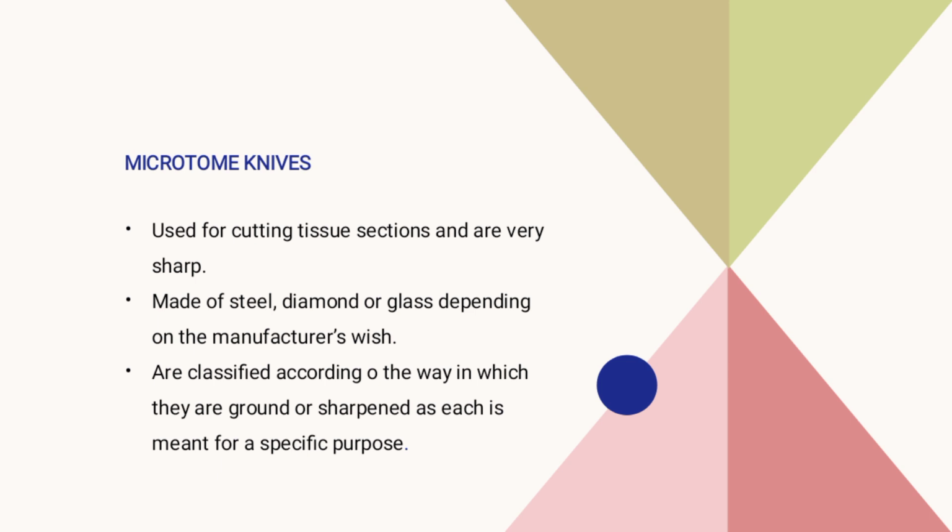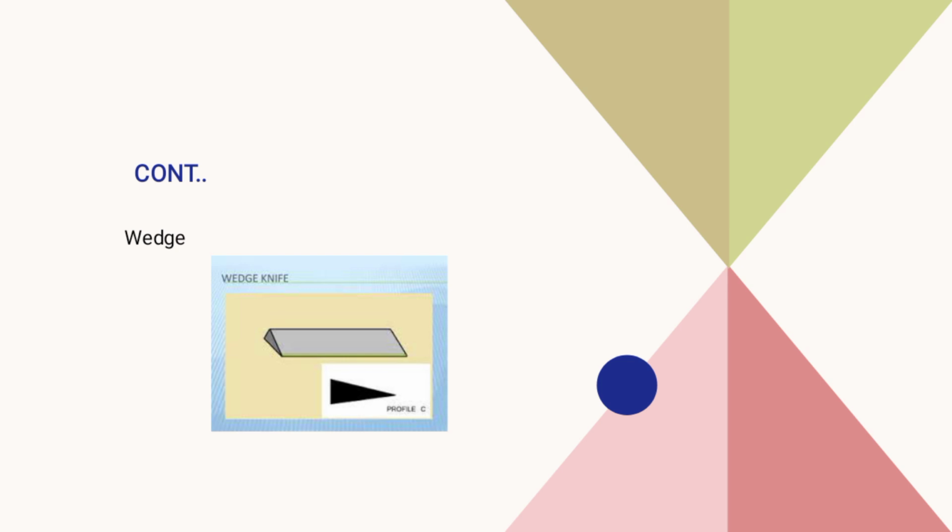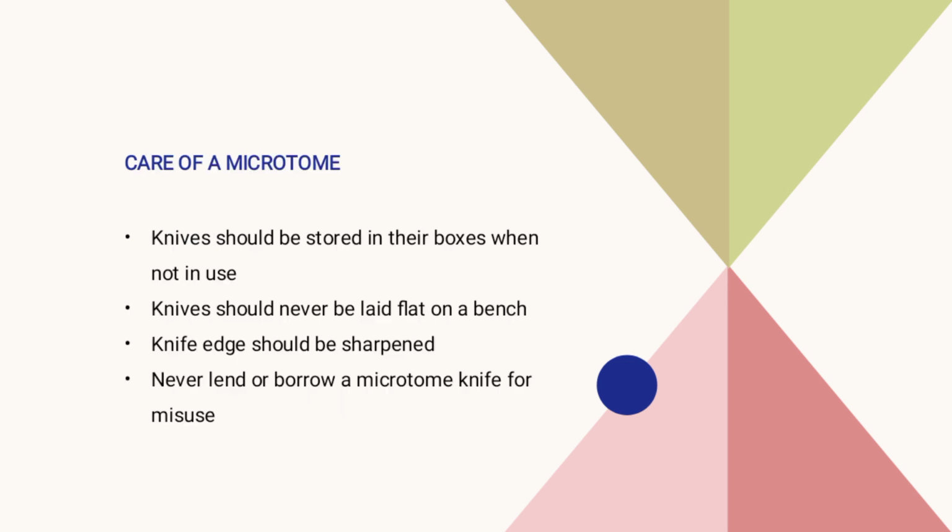So under microtome knives, they are used for cutting tissue sections and are very sharp. They are made of steel, diamond, or glass depending on the manufacturer's wish, and are classified according to the way in which they are ground or sharpened, as each is meant for a specific function. So in the next slide, we have the knife profiles, and if you can check the images, we have the plano concave knife profile, and then the wedge knife profile.